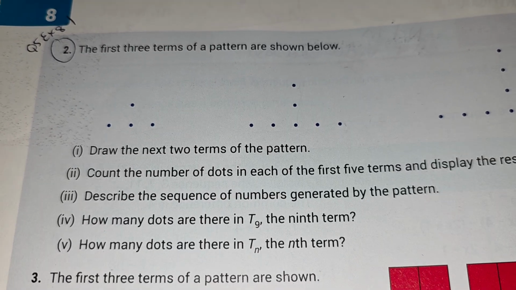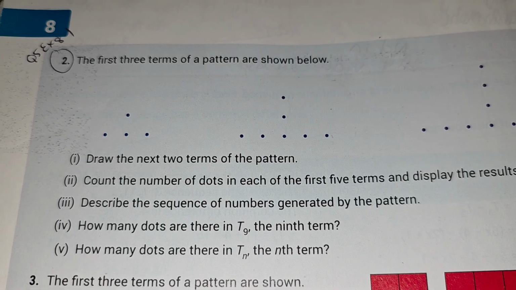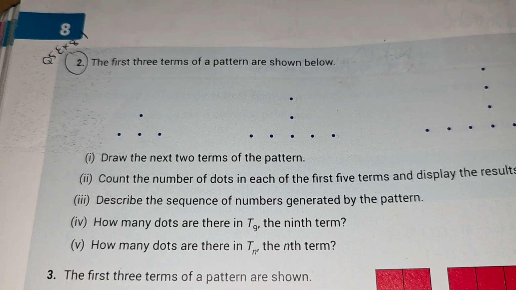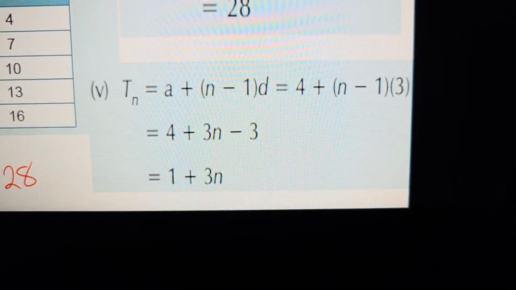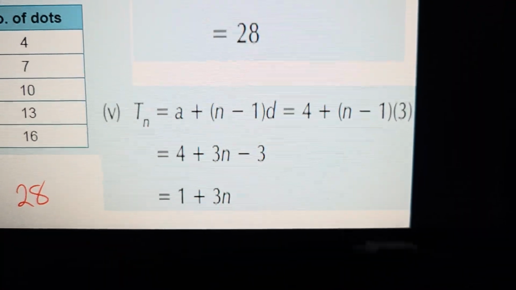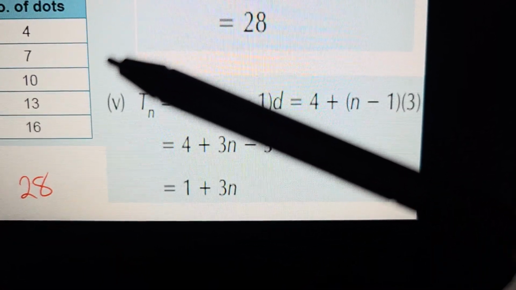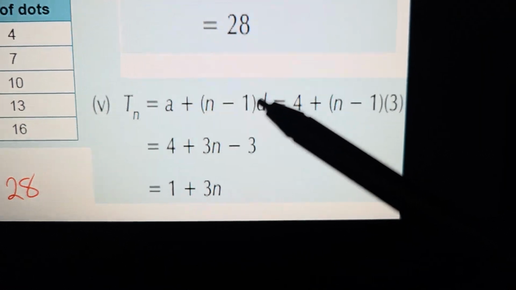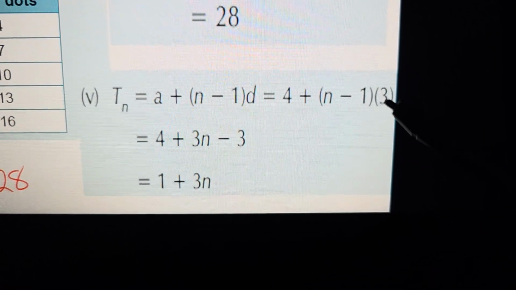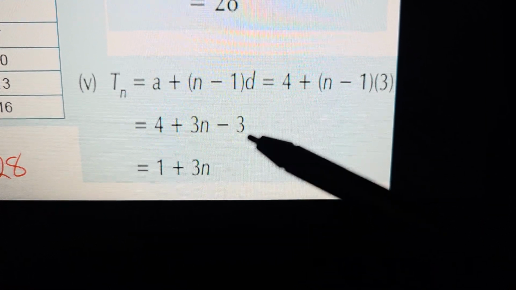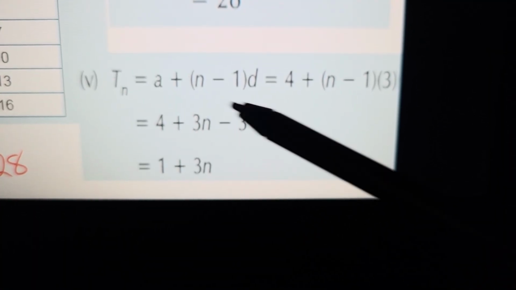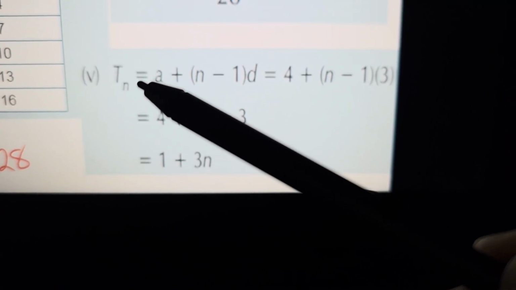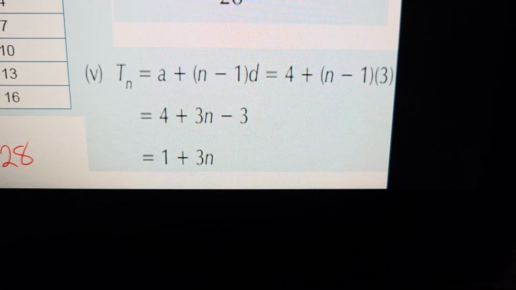How many dots are in the nth term? So the T of n formula. So put down the T of n formula from your log tables, which is T of n equals A plus n minus 1 times D. Okay, your value for A is your first term, so A was 4. Common difference is 3 every time, so sub in 3 as D. Multiply 3 into the bracket, so you'll get 3n minus 3. And then group your like terms. 4 minus 3 is plus 1. So your T of n formula is 1 plus 3n.